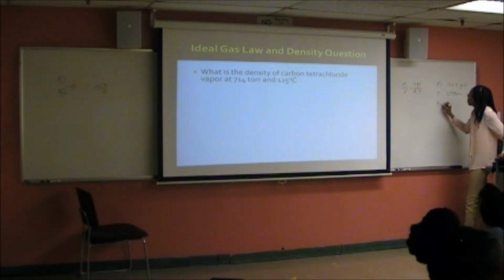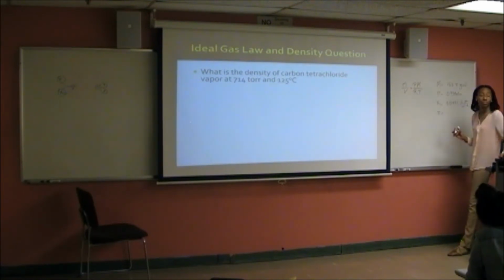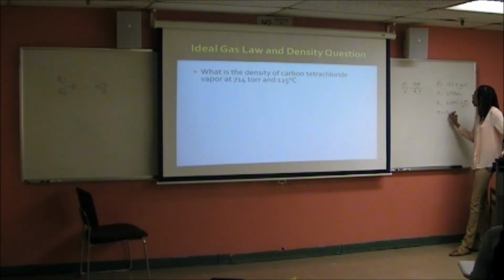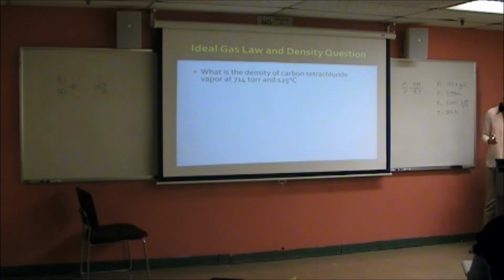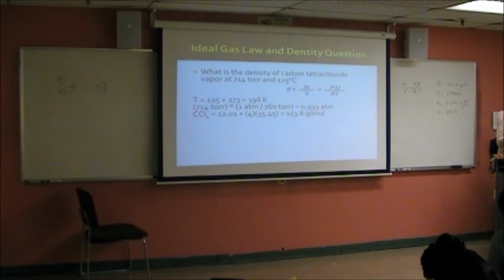Gas constant: 0.0821 liter atm per mole Kelvin. Temperature: 398 Kelvin. Now we can find the density. So if we plug this in, what do we get for the density? What does that equal?